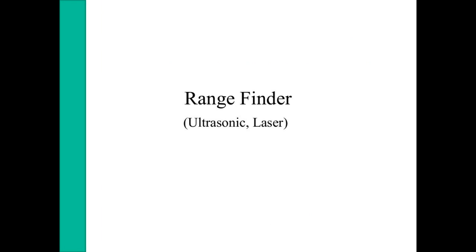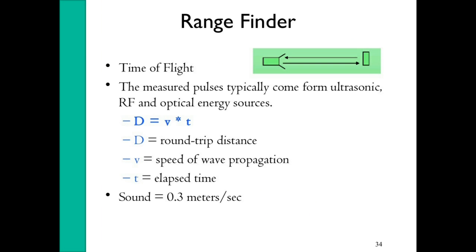Range sensor or range finder. Two methods are used for finding the range using the range sensor. One is the ultrasonic sound method, and another one is the laser light method. One is using sound and another one is using light. These are the two technologies used for finding the range sensor or range finder.